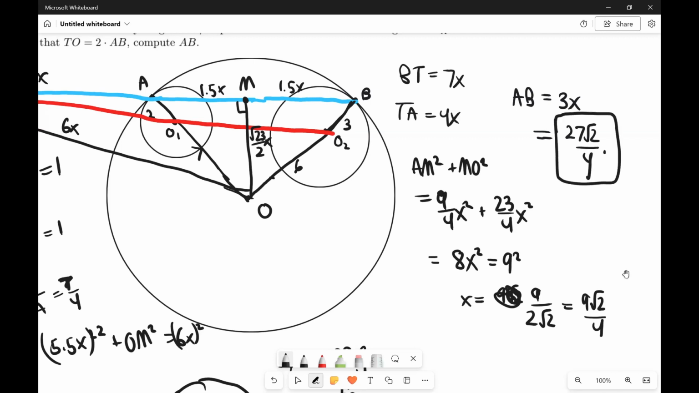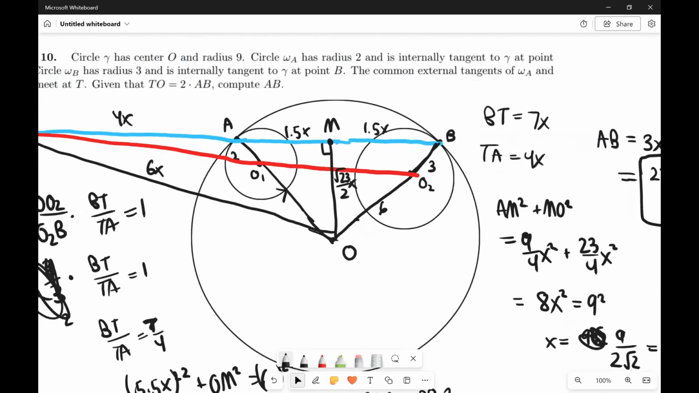And that's the length of segment AB, as is required by this ARML problem 10 in the individual round.